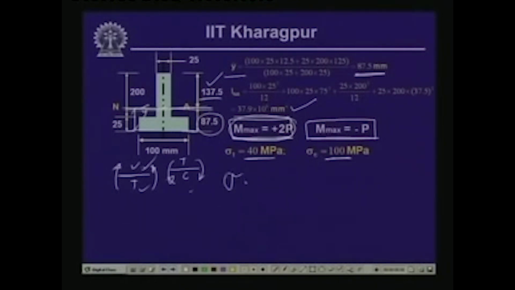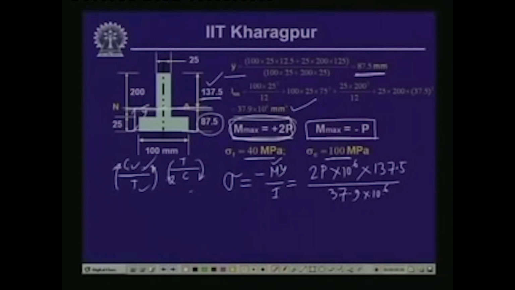Now, sigma as we know is equal to minus My by I, and by saying minus we know that for the positive moment we will have compression at the top. So this is equal to 2P into 10 to the power 6 Newton millimeter times y. Now, when we compute the stress at the top, y is 137.5 divided by I, which is 37.9 into 10 to the power 6 millimeter to the power 4. Now, this is the stress at the top, which is compressive in nature.